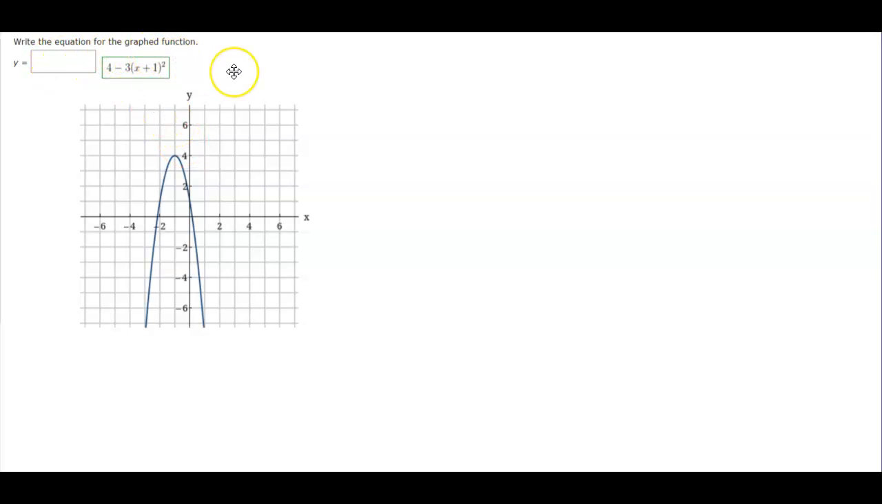Write the equation for the graphed function. Okay, the first thing we want to do is locate where the vertex is. So if we take a look at the graph, we can find where the vertex is located. The vertex is located here at -1 and then 4.